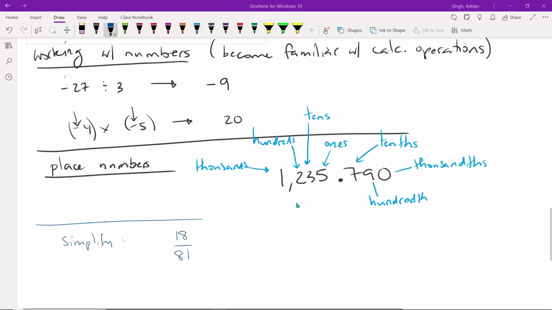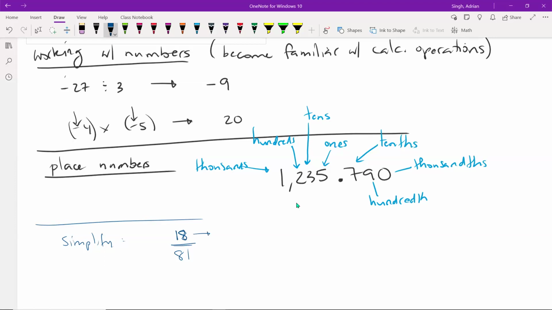All right, so the next one here, just a quick review of fractions and simplifying fractions. So we have 18 over 81, and we need to simplify this. So we want to reduce this to the smallest whole numbers. So here we want to find the number that can go into each of these numbers that we have. So if you take a look at the common factor of each of these, that would be 9.